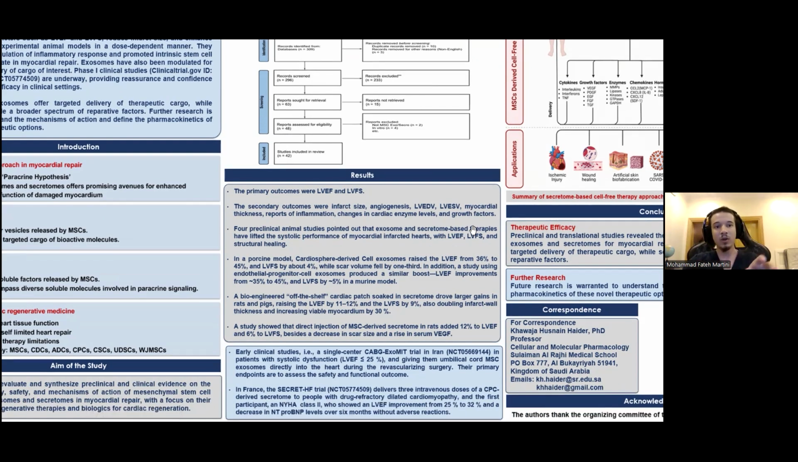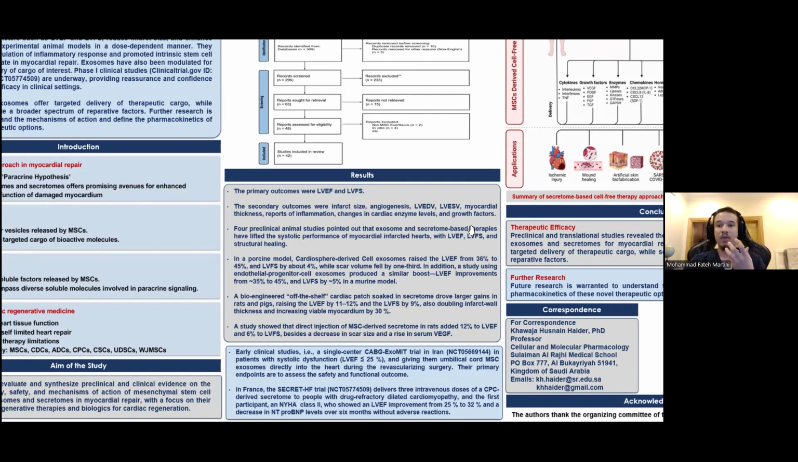Here we have just a small portion for the poster presentation, for the sake of time. We included four preclinical studies, just to demonstrate. Those studies pointed out that exosome and secretome-based therapies have lifted the systolic performance of the myocardial infarcted heart, with left ventricular ejection fraction and fractional shortening improvement. Also, a decrease of scar volume and an increase in the thickness of the myocardium itself.